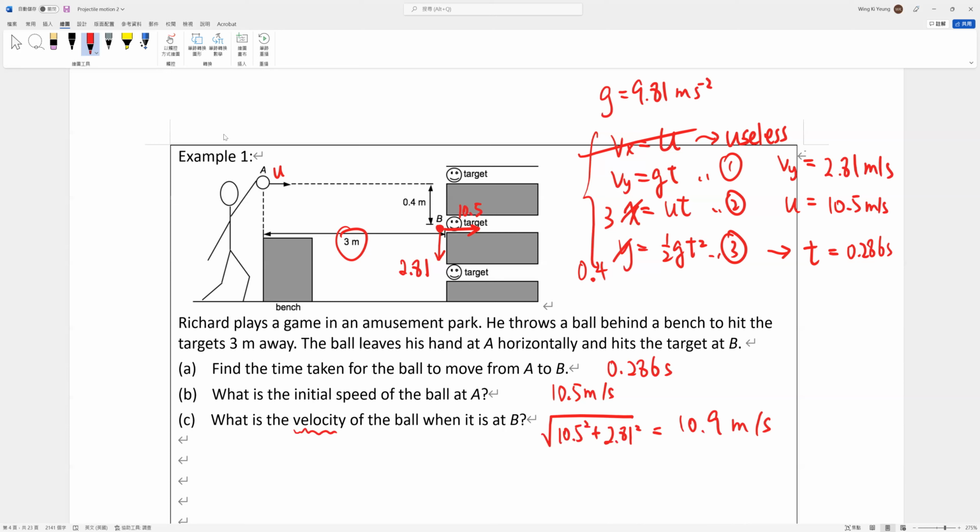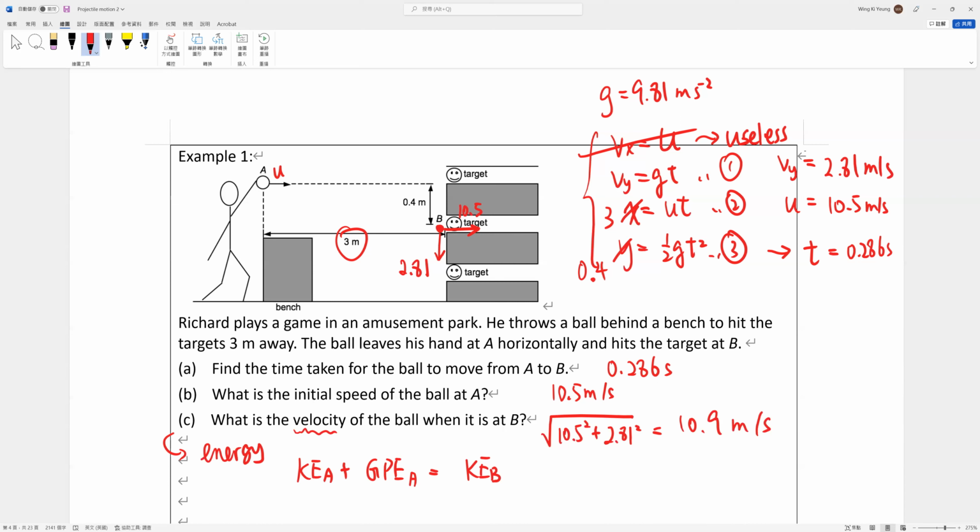Can anyone tell me, is there any other way to find the answer in part C other than using projectile motion? Relative motion? No. You can use energy. I think you all have learned the formula already. The kinetic energy at point A plus the potential energy at point A will be equal to the kinetic energy at point B. That's how the energy converts.